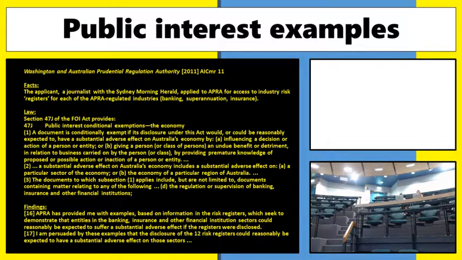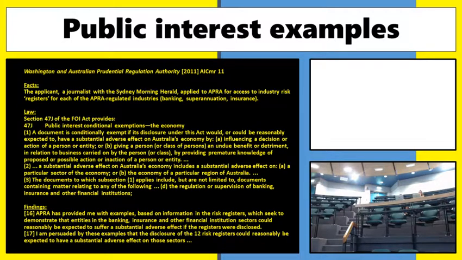So documents can be exempt if they would or could reasonably be expected to have a substantial adverse effect on Australia's economy by, and then there's a list of things: influencing a decision or action of a person or entity, giving a person or class of person an unfair benefit or detriment in relation to business carried out by the person or class, by providing premature knowledge of proposed or possible action or inaction of a person or entity. A substantial adverse effect on the Australian economy includes a substantial adverse effect on a particular sector or a particular part of Australia. And section 1B includes, but is not limited to, regulation or supervision of banking, insurance, and other financial institutions. So clearly the stuff APRA does is going to fall within this.